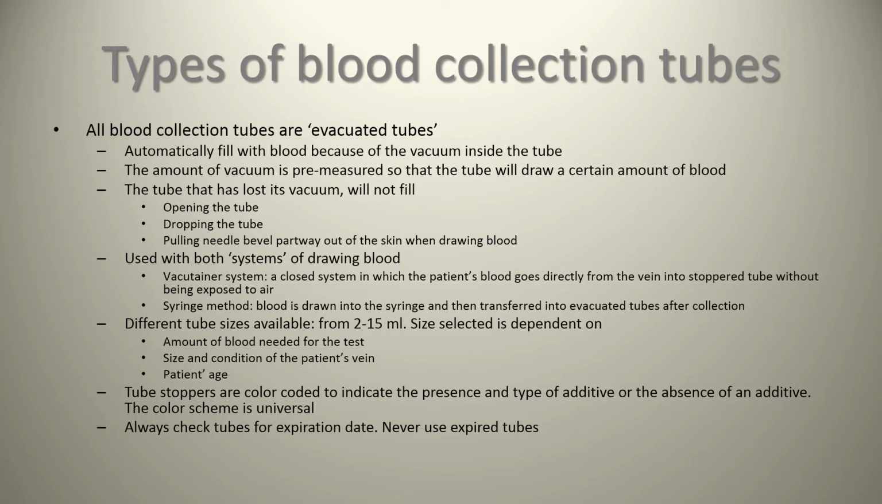There are also different types of collection tube sizes. These range anywhere from 2 to 15 milliliters, and the size depends upon the amount of blood needed for the test, the size and condition of the patient's vein, and also the patient's age. Tube stoppers are color-coded to indicate the presence and type of additive or the absence of an additive. The color scheme is fairly universal. Always also check your tubes for expiration date and never use expired tubes.